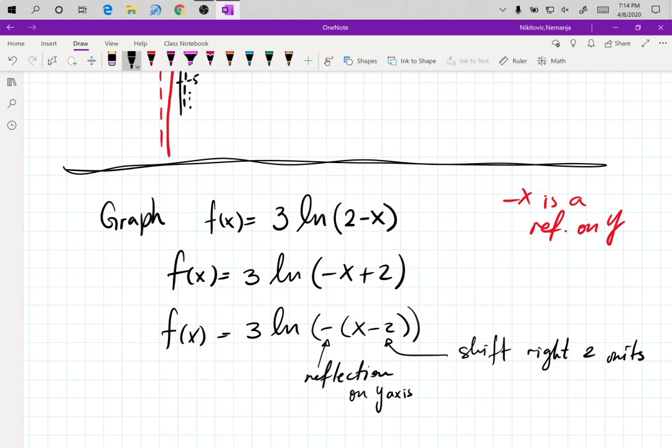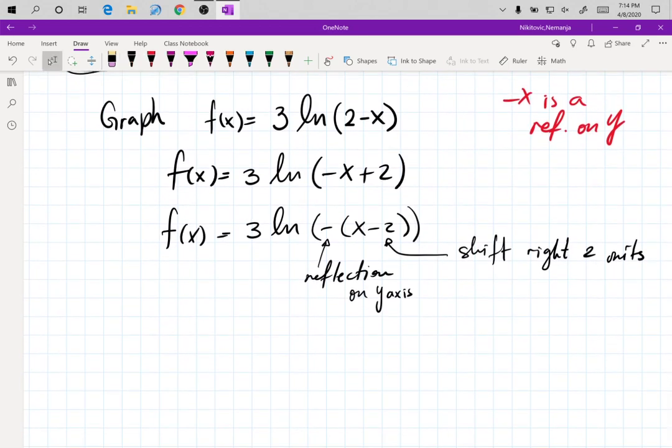Now, if you remember from 1.6, I mentioned do reflections first and then deal with the rest. So you draw your basic graph, then you reflect that graph, and then if you have to move it, move it.